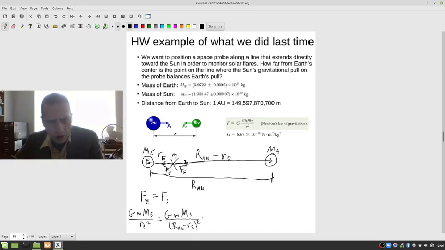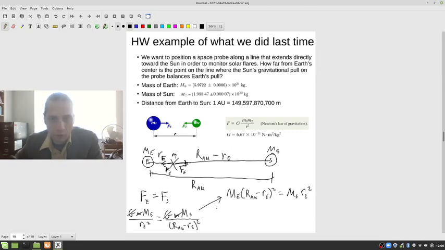Okay? Now, if I want to simplify this a little bit, I can divide both sides by G. I can divide both sides by m. And let's then cross multiply, and I would get M_E times (R_AU minus R_E) squared equals M_S R_E squared. Okay, then I could go ahead and FOIL this out. M_E times R_AU squared minus 2 R_AU R_E plus R_E squared.